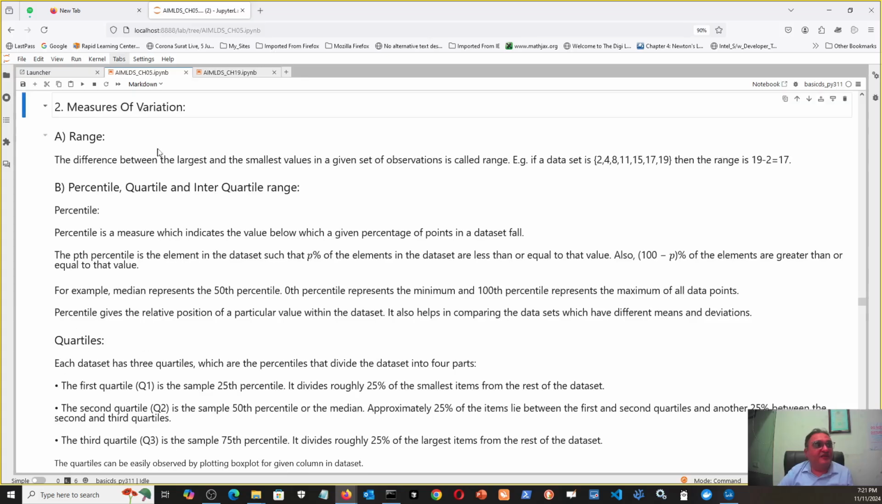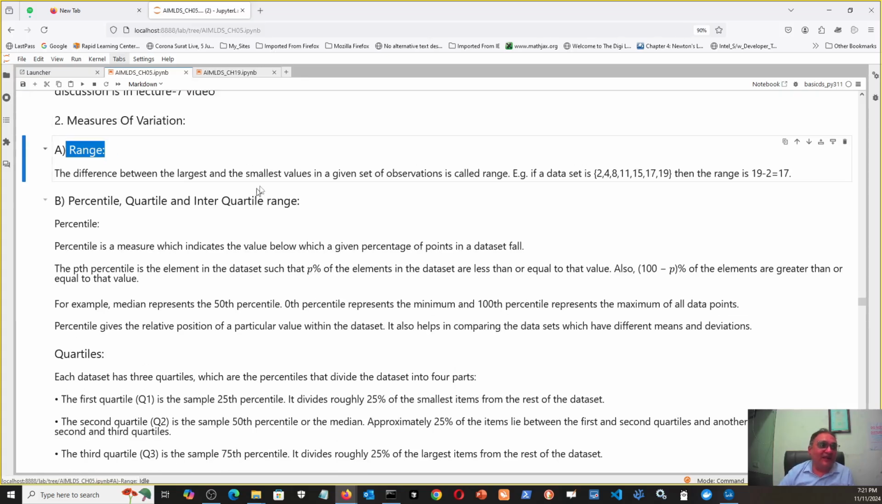Now in these measures of variation, first is very simple, range. Range is the difference between smallest and the largest value in the given set of observations. A very, very simple definition. For example, you are given these observations and they are already arranged in ascending order. But suppose they are not arranged, then first you arrange them in ascending order. Then select the minimum value, select the maximum value and do maximum minus minimum. That will become the range. That your observations are spread over around 17 numbers roughly.